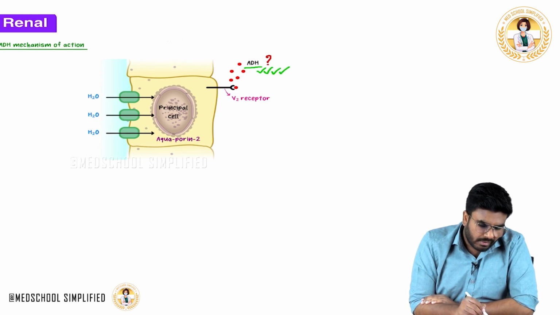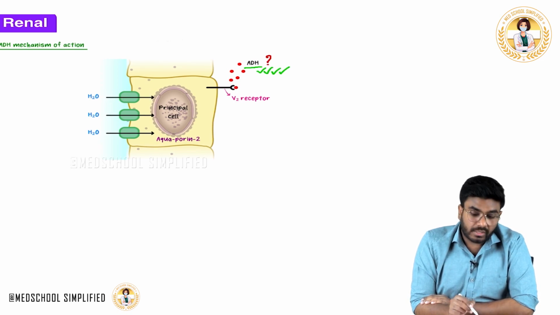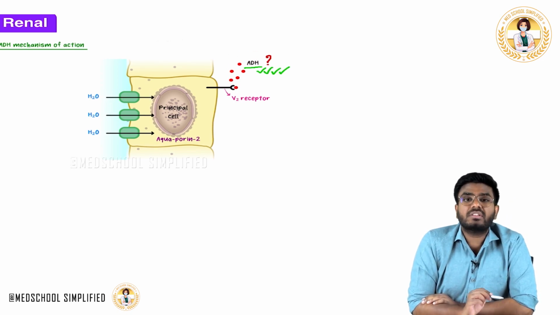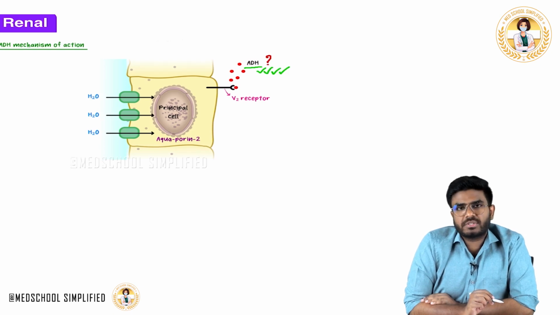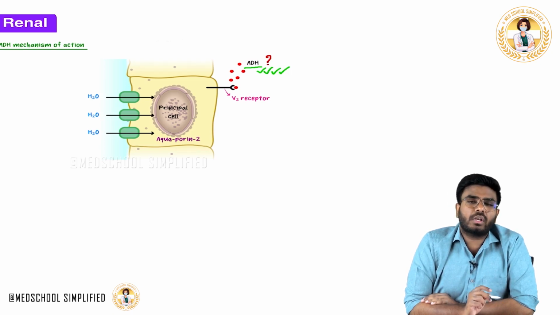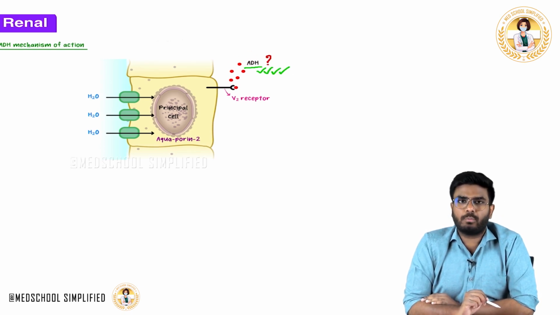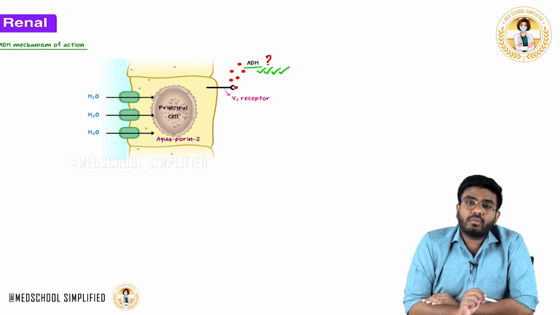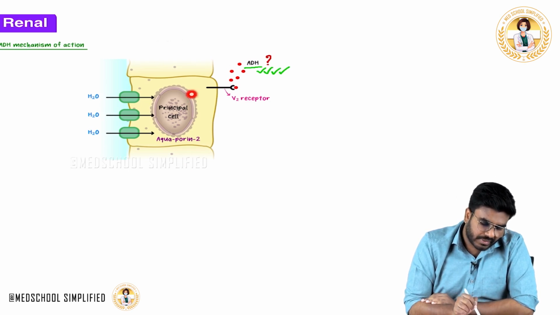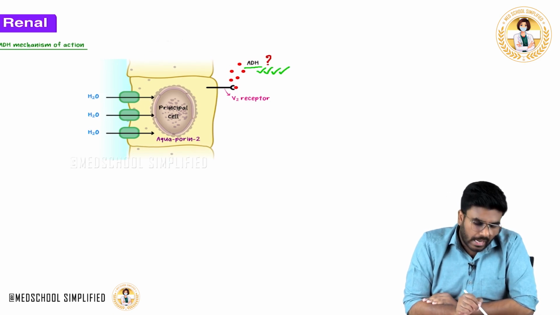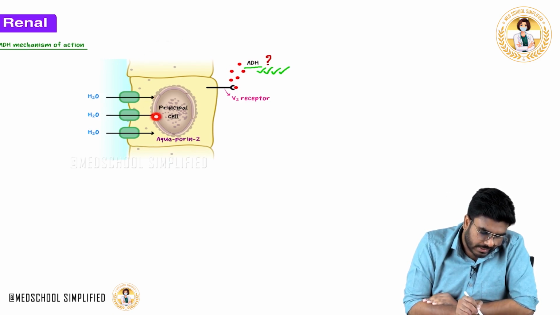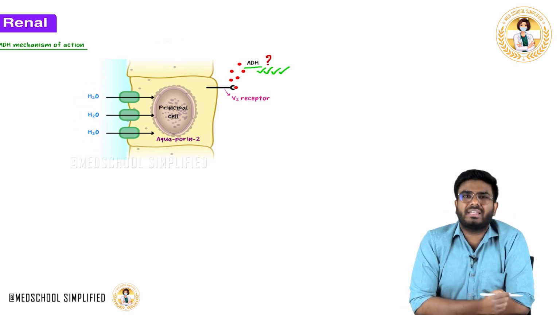The point is, this water reabsorption is happening under the influence of a hormone, so this type of water reabsorption is called facultative water reabsorption. Facultative water reabsorption is due to which hormone? It is due to antidiuretic hormone. Where does it happen? In the collecting ducts. In this type of water reabsorption, there is no sodium reabsorption. Only pure water is getting reabsorbed.